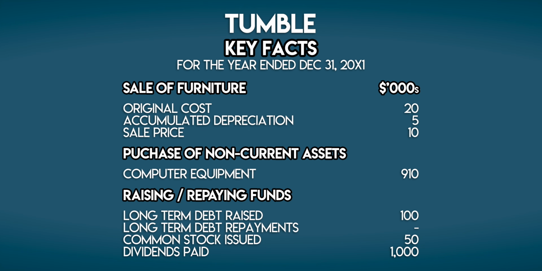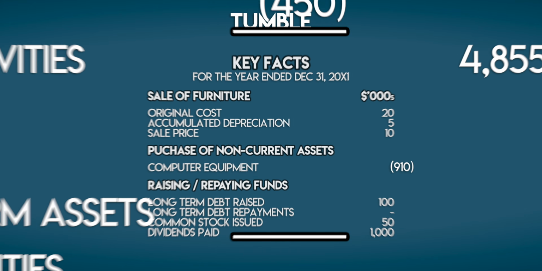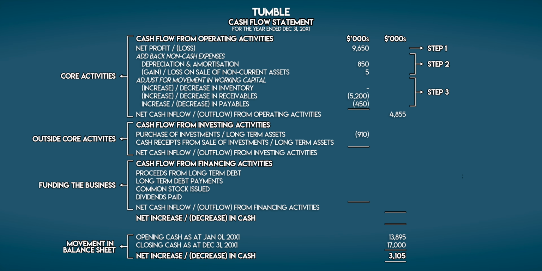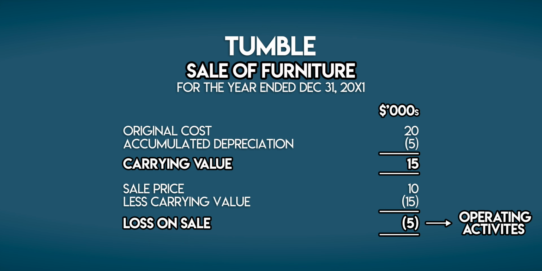On our key facts page, we can see that Tumble spent $910,000 on computer equipment. This is a cash outflow from investing activities because they bought long-term assets. But Tumble also sold a long-term asset. Remember that furniture we talked about? Tumble made a loss on its sale, which we called a non-cash expense.